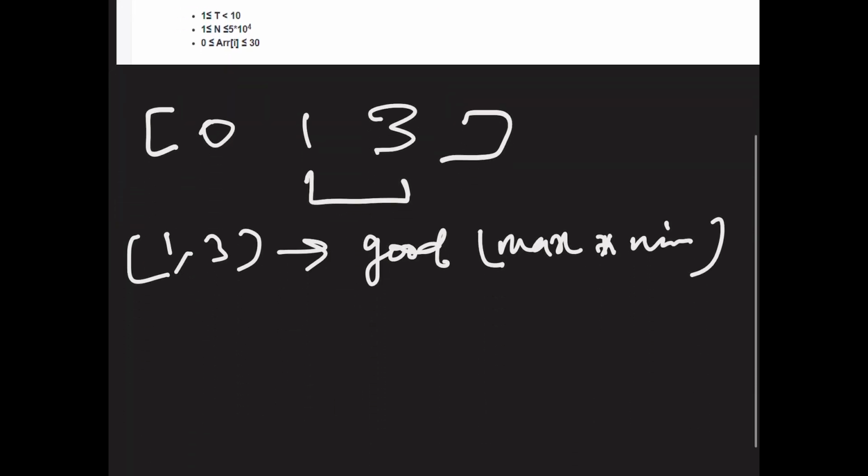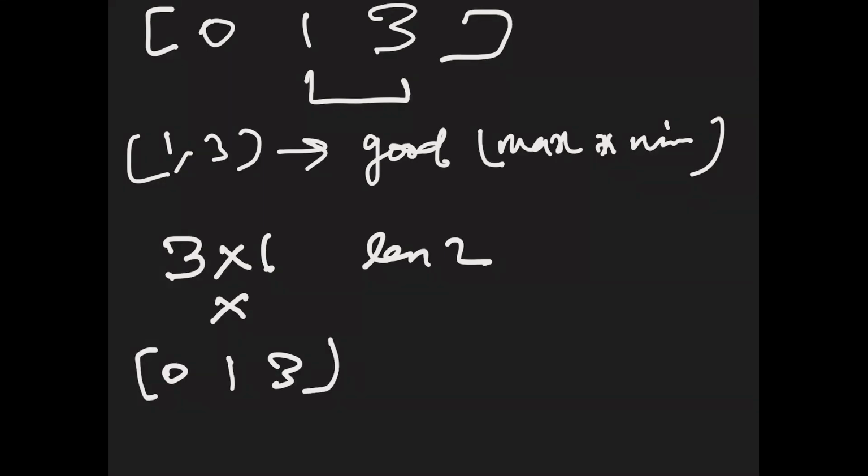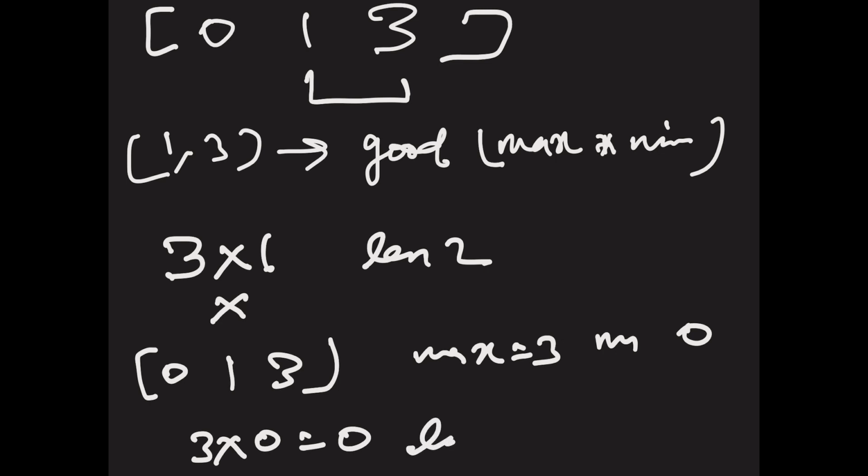So for this particular scenario, the maximum is 3, minimum is 1 and the length is 2. So this definitely does not qualify as a good subarray because obviously 3 is not divisible by 2. Let's take another one, 0, 1, 3. For this subarray, the maximum is 3, minimum is 0, so the product will be 3 into 0, which is 0, and the length is 3. So 0 is obviously divisible by 3, 0 is divisible by every number, so this qualifies as a good subarray. So we have to count the total number of good subarrays of a given array.